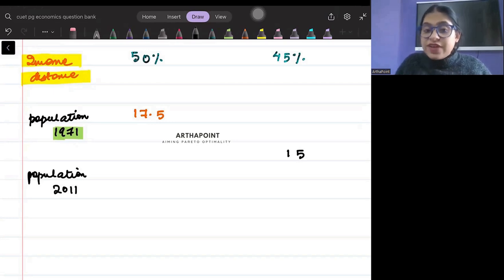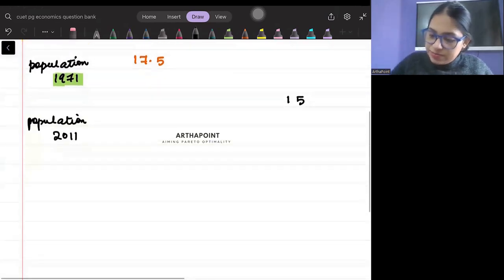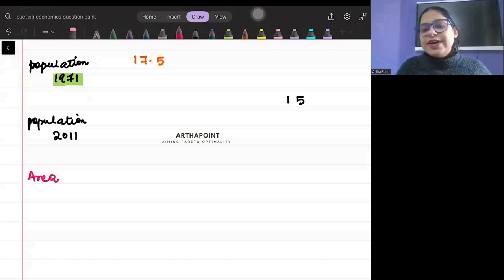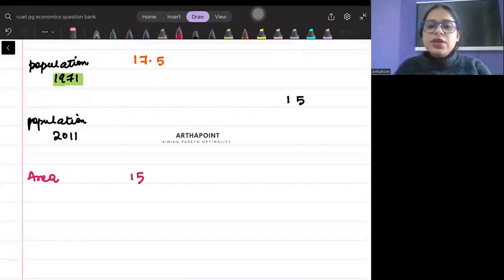Now, when we talk about the area, how much area is covered by each state, we find that the area was given 15 weightage, right? Whereas here the area was given still 15 weightage.